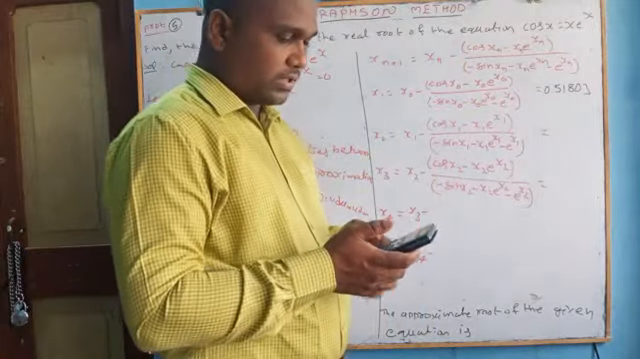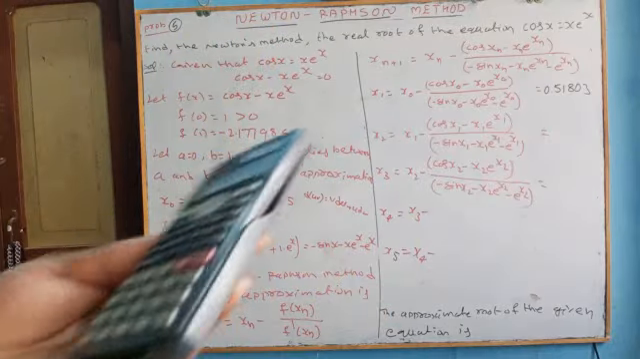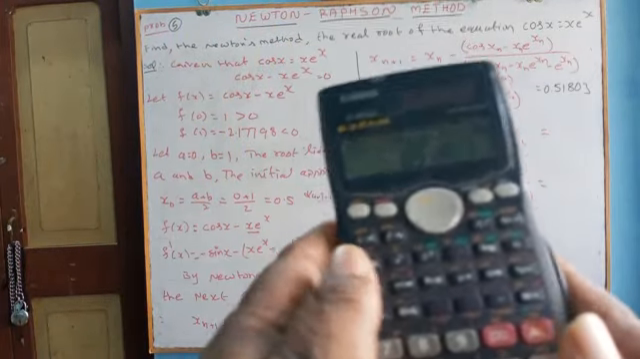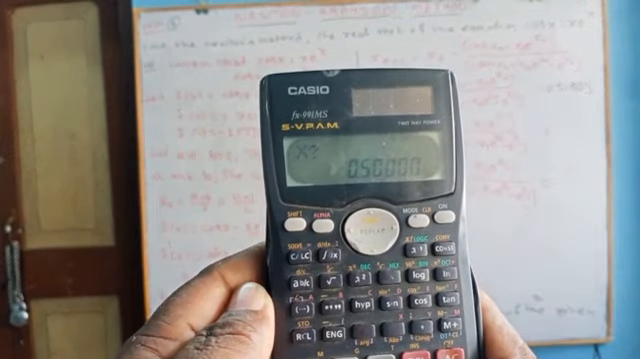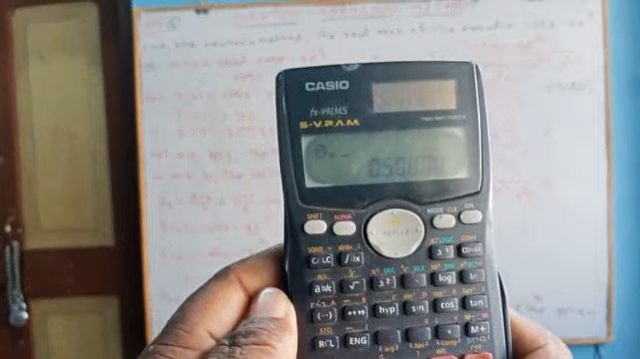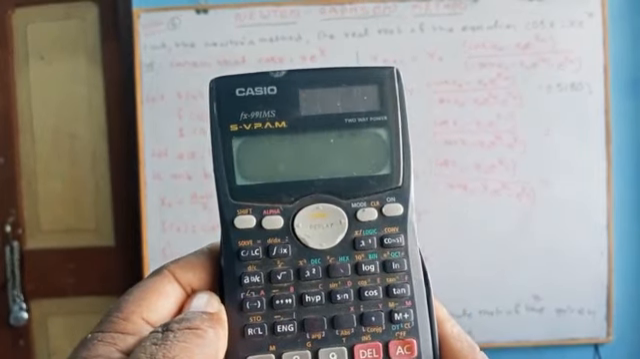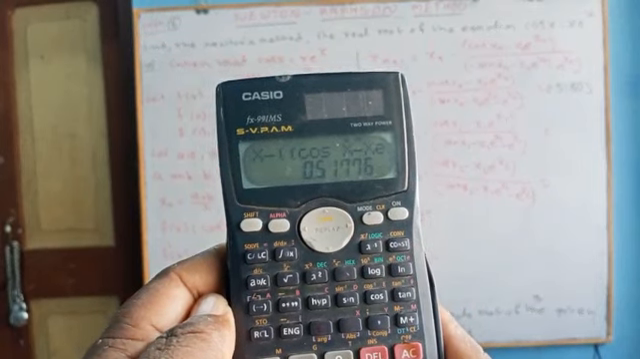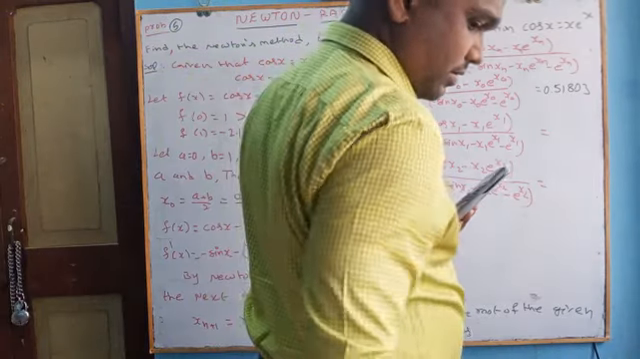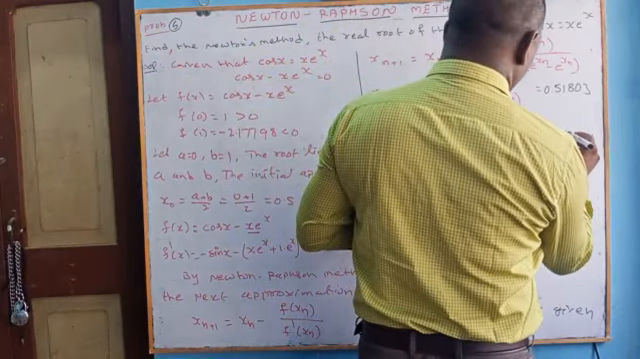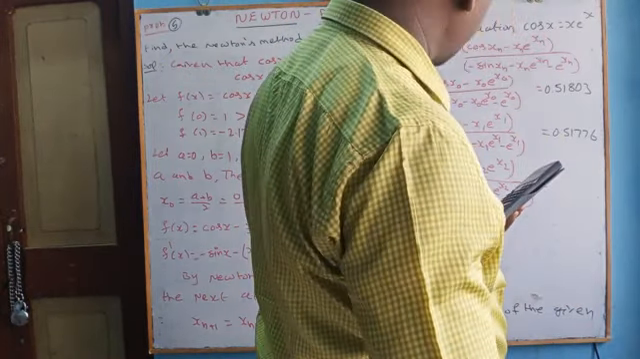Say, you type the same equation. CALC. Okay, clear? What is the x value? 0.51803. That is 0.51776. And next we can find the next approximation x3.